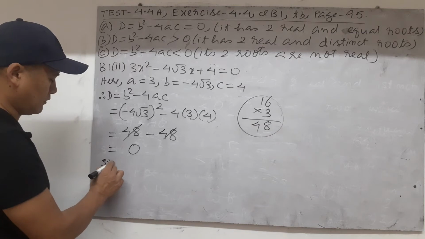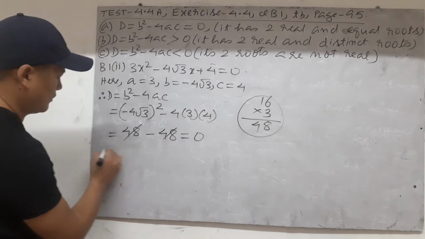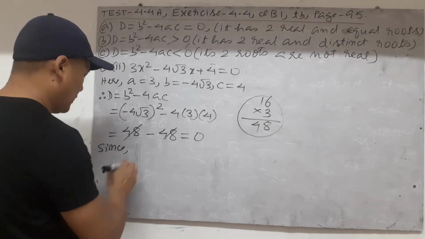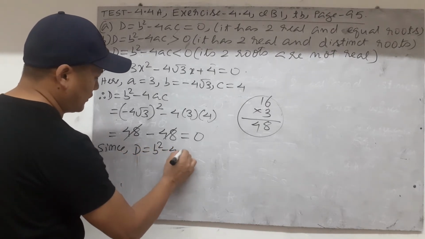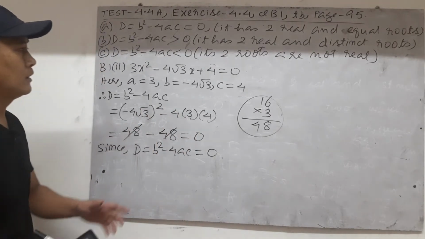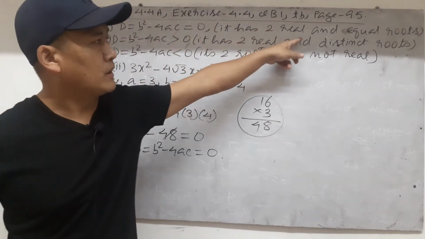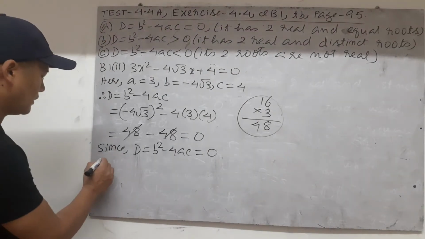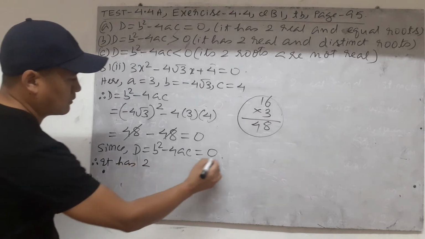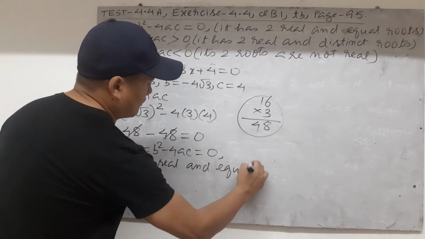Now, since we found out this is equal to 0, you can write here, since just now, you can write the whole thing if you want. The discriminant value, b square minus 4ac, is exactly equal to 0. D is equal to b square minus 4ac equal to 0. It has two real and equal roots. So you write here, therefore it has two real and equal roots.